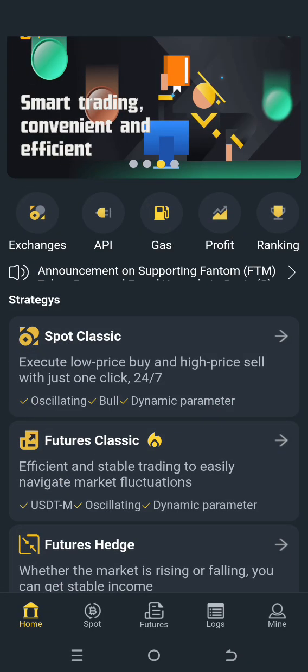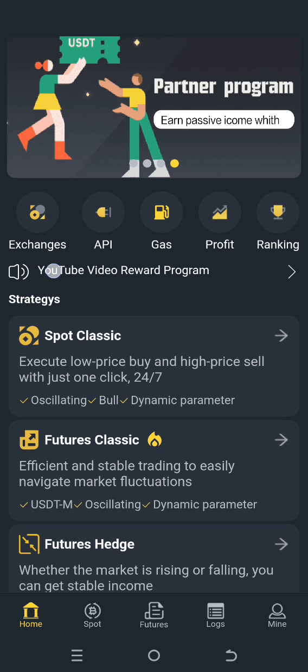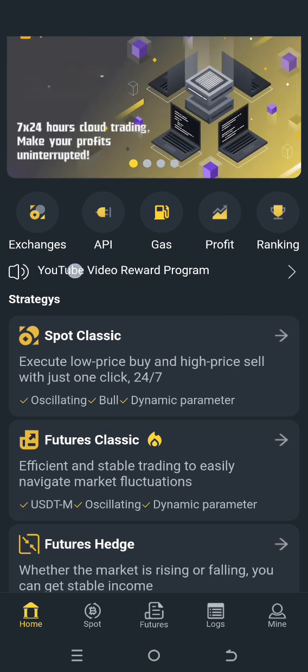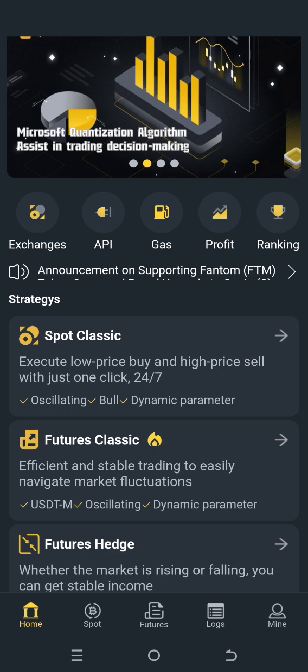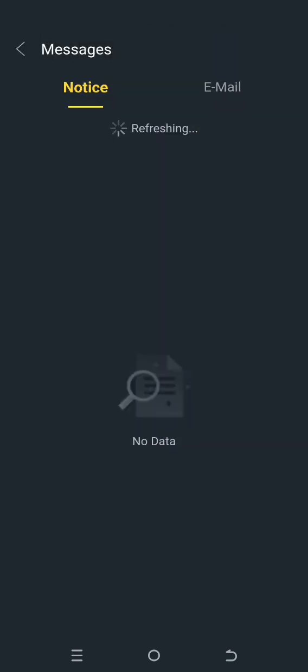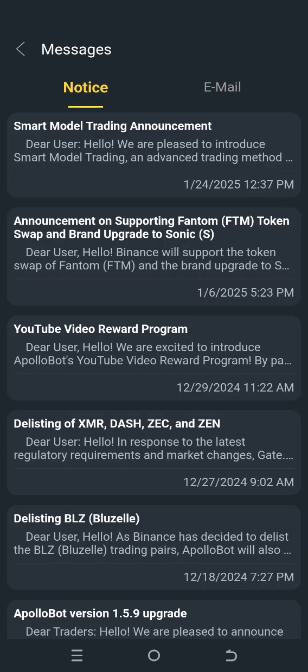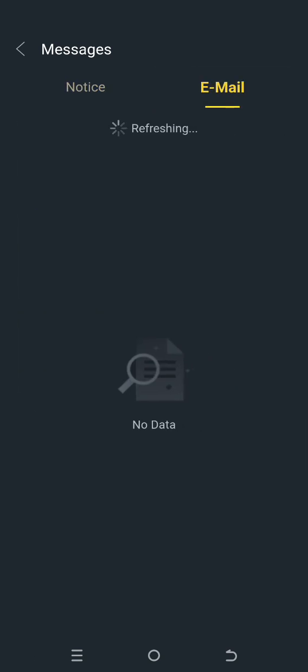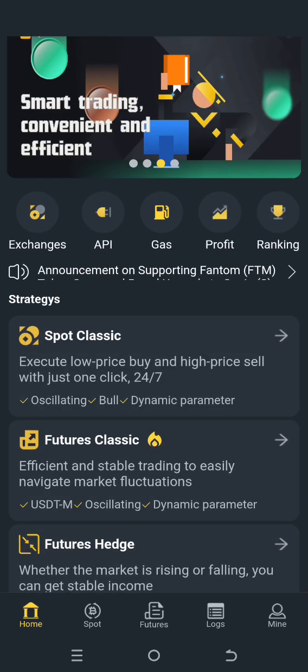Now down here you can see that you have this speaker icon. This is a notification icon whereby if you tap here, it is going to take you to the messages or the notification part of it, and this is where you're going to find any news or anything communicated by the admins to its users. Then for emails, in case there is something they have shared through email, you would see it there. So that is how this one is.